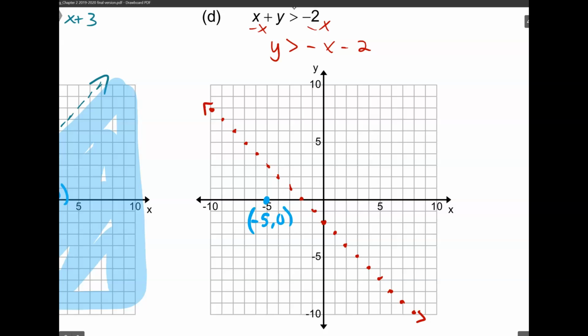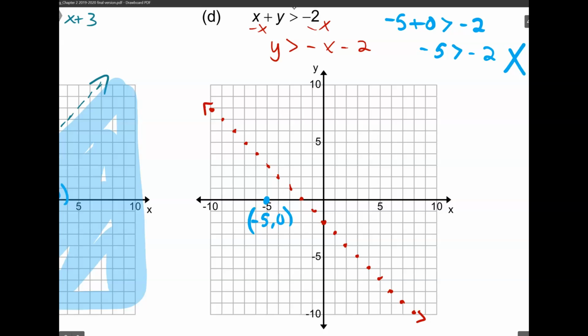Negative 5 and 0. So I plug negative 5 in for x, 0 for y, and it should be greater than negative 2. All right. So is negative 5 greater than negative 2? No, it's not. Negative 5 is less than. So since that's not true, that means the side it's on is not going to be shaded. I have to shade the other side.